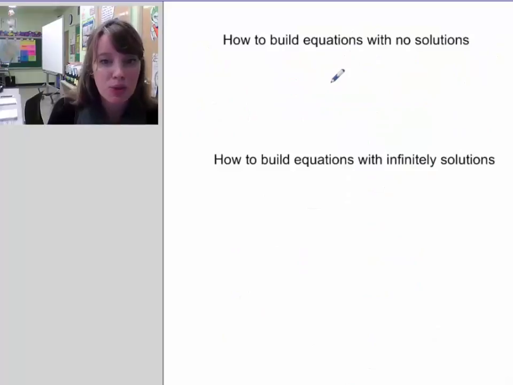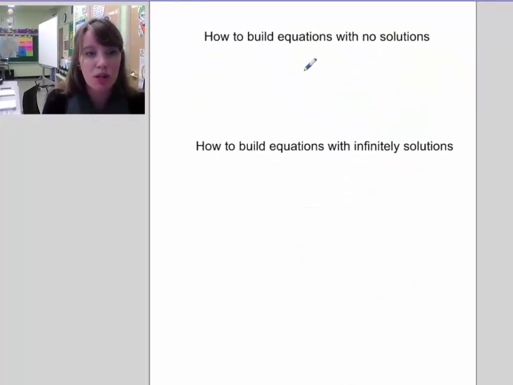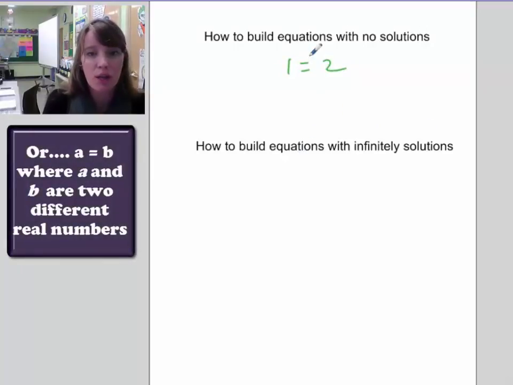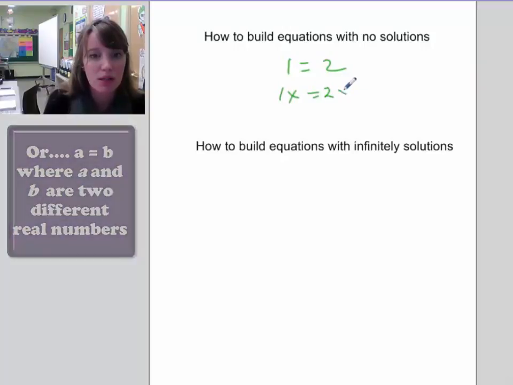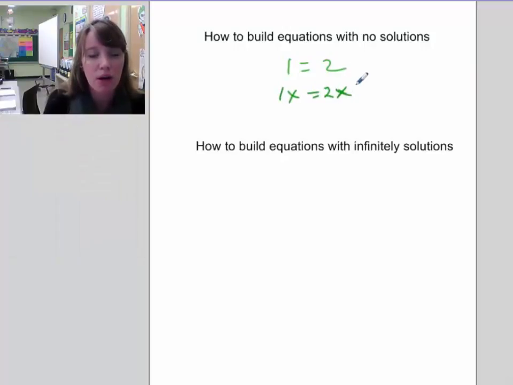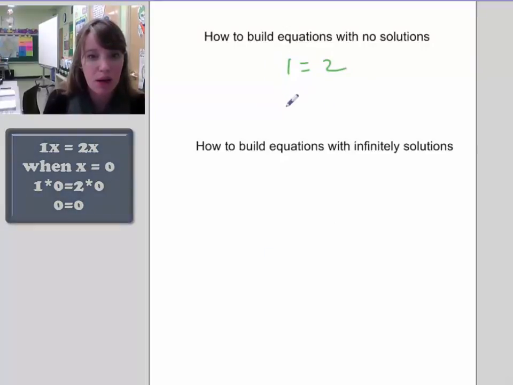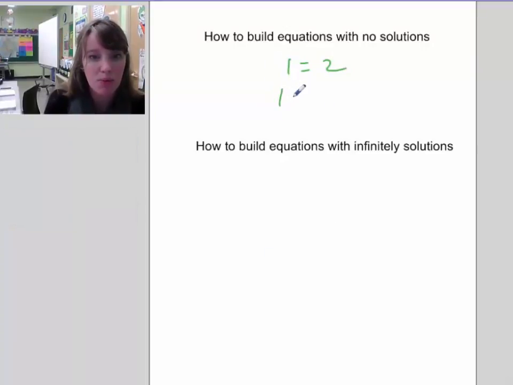Okay, to build equations with no solutions, you want to work backwards and start with a nonsense statement. So let's say 1 is equal to 2, which you know is false. Okay, and then we can do the same thing to both sides, like 1x is equal to 2x. Okay, so I've multiplied them. Actually, there's an x here, so 0 would work in this situation. So we can add things like x's to both sides. So 1 plus x is equal to 2 plus x.